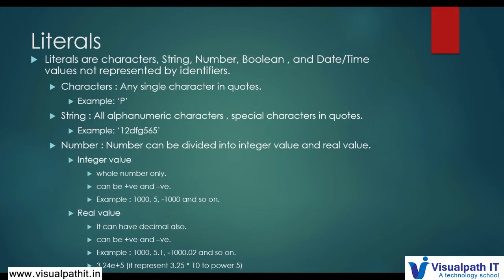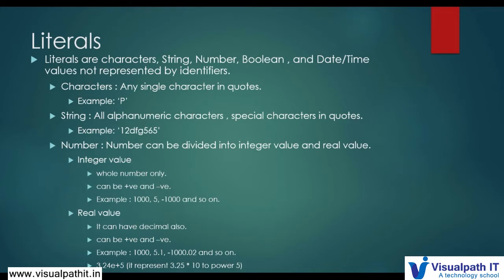If you see the characters, the example is any single character in quotes. For example, we have written a letter between two quotes. So this is a single character. Similarly, for a string, any alphanumeric characters, special characters in quotes. Any alphanumeric string, any string with a special character also, if that string is between two quotes, then it is a string. Oracle will treat it as a constant string value.